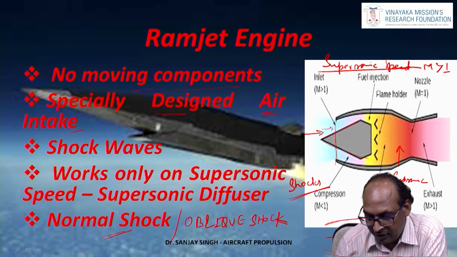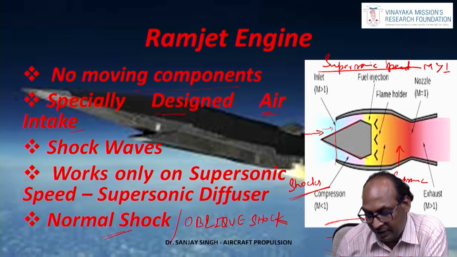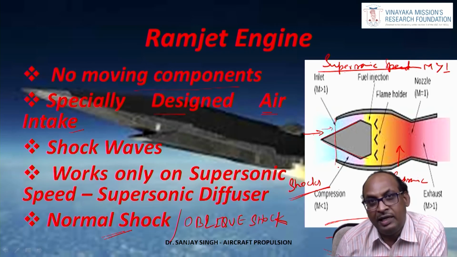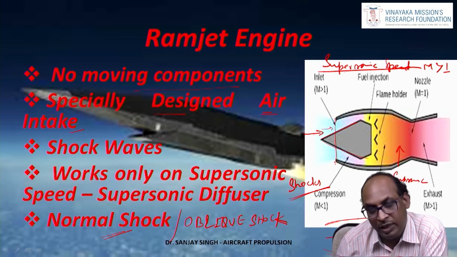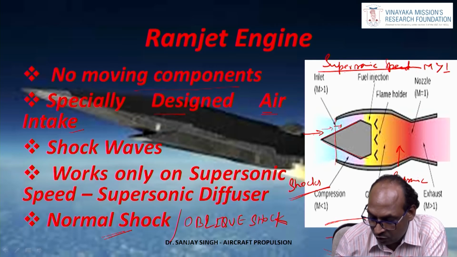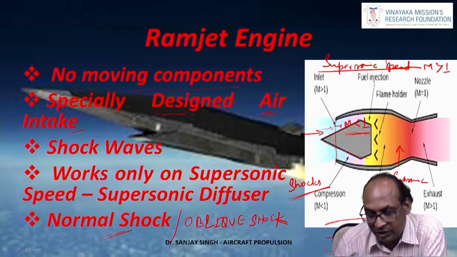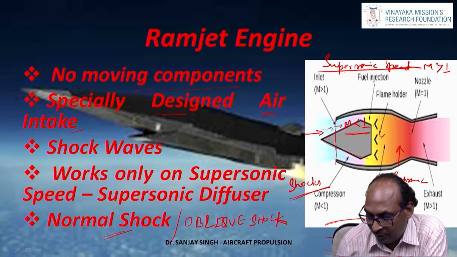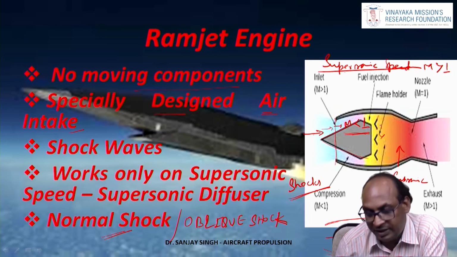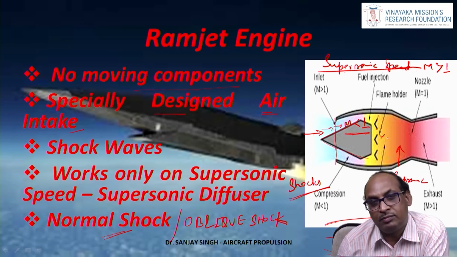The air came near the air intake at supersonic speed. Due to the intake design, a normal shock has formed, and after the normal shock the speed has been reduced to less than 1. That higher pressure subsonic flow enters the combustion chamber. There, by utilizing the flame holder and fuel injector, fuel is injected and combustion takes place.